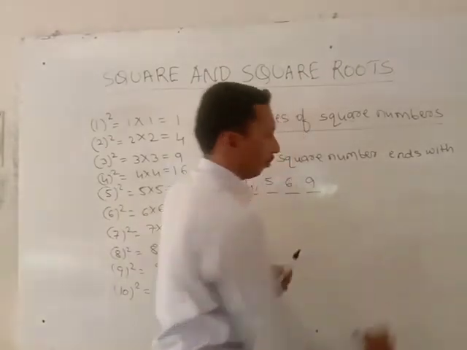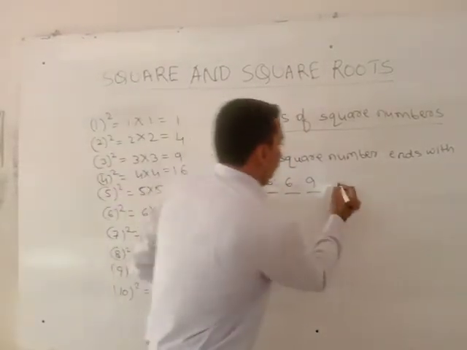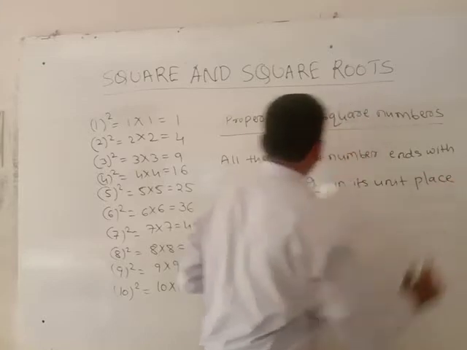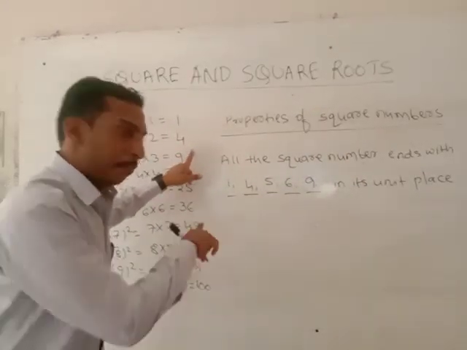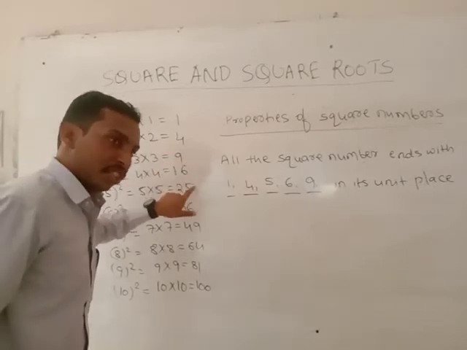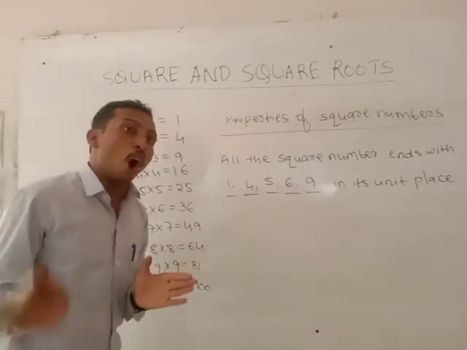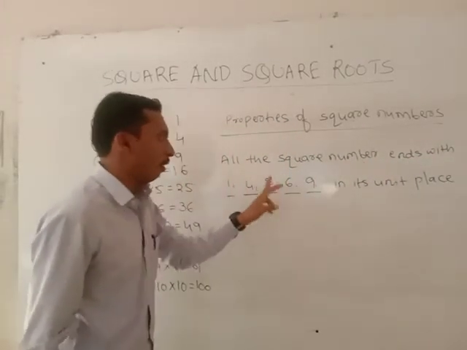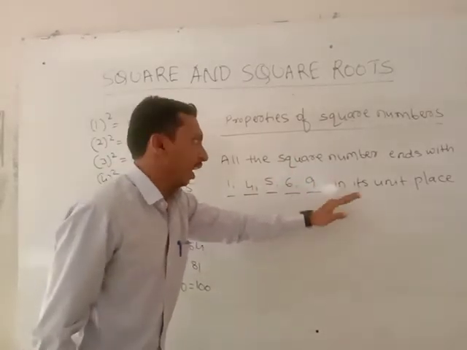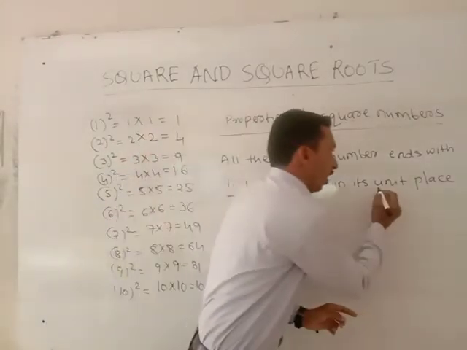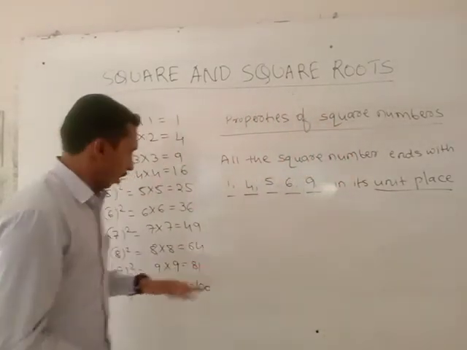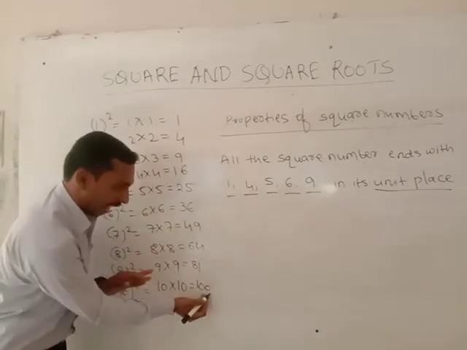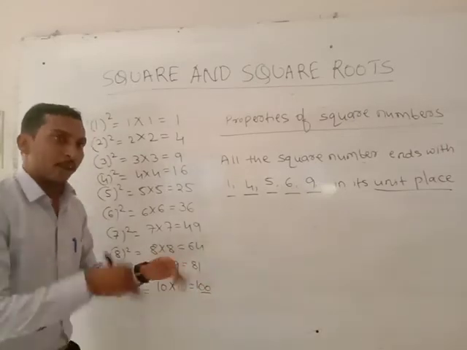Do one thing. Do you think they are in the unit place? In the unit place 1 is there, in the unit place 4 is there, again 9 is here, 16, 5, like that. So all the square numbers end with 1, 4, 5, 6 and 9 in the unit place. This is very important, the unit place. And 100 is also a square number, but in this case it has an even number of zeros.